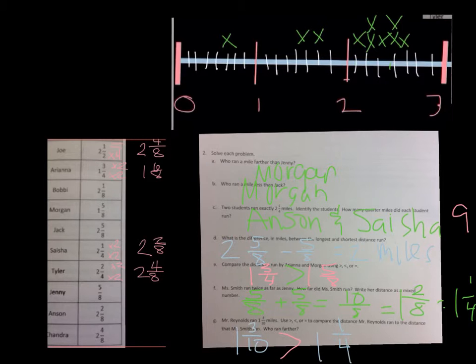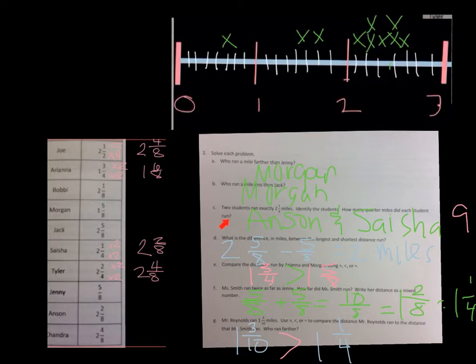Then it asks, how many quarter miles did each student run? So that means how many 1/4 did each student run? Well, if we look at 2 and we broke that down using a number bond, we could break it into 4/4 and 4/4 to represent the number 2. So that together equals 8/4, and then we have the 1/4 left over. So 8/4 plus 1/4 equals 9/4. So they ran 9 quarter miles.